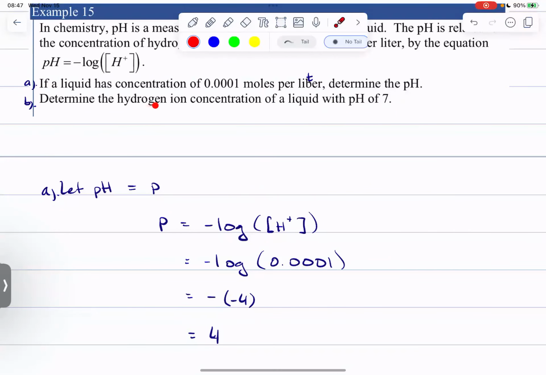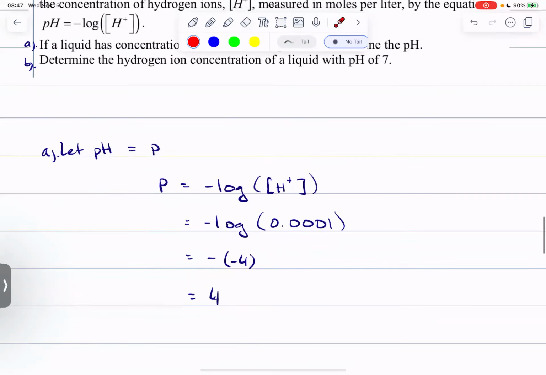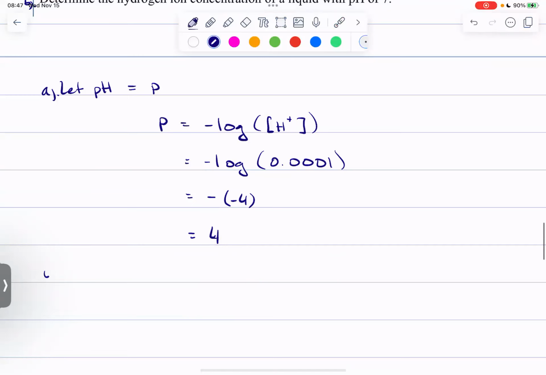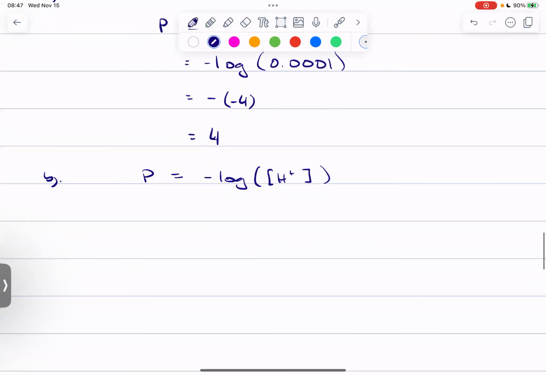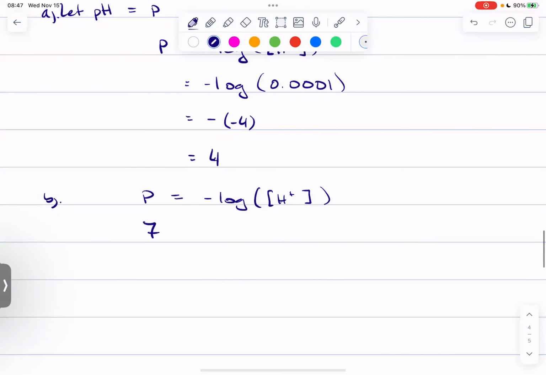Determine the hydrogen ion concentration of a liquid with pH of 7. So now we know the pH and we want to try to solve for this hydrogen ion concentration. So now I've got pH is negative log of H plus, and I've got a pH of 7 is the negative log of H plus. So I'm trying to solve for that H plus.